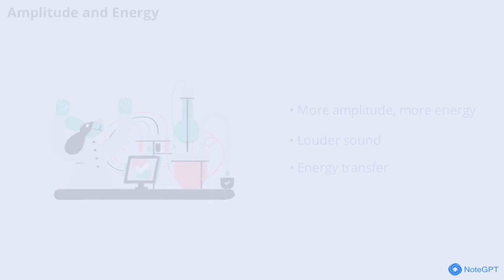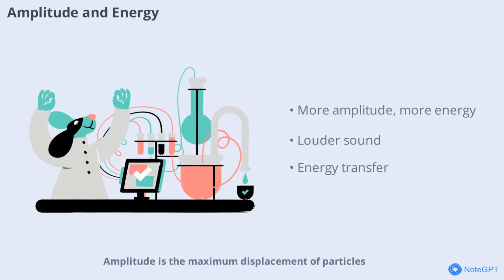Amplitude is the maximum displacement of particles from their rest position in a sound wave. It's directly related to the energy carried by the wave. The greater the amplitude, the more energy the sound wave has and the louder it sounds. This is why a gentle tap sounds soft while a strong knock is loud. Amplitude is a key factor in understanding loudness and energy transfer in sound.